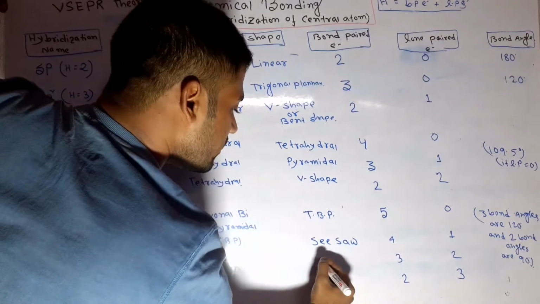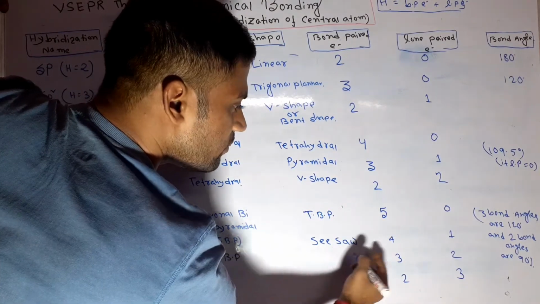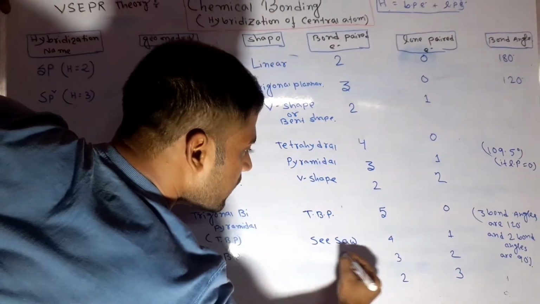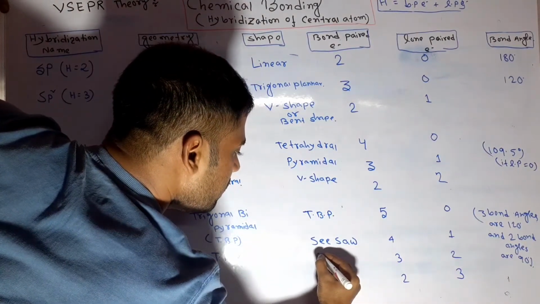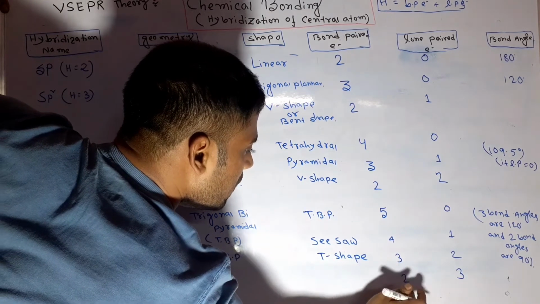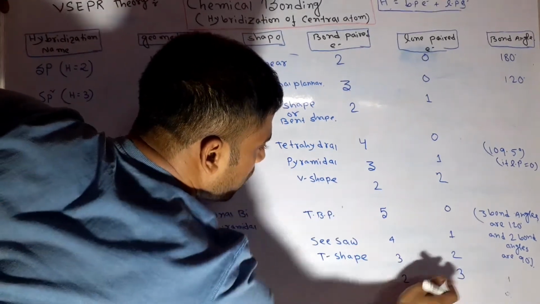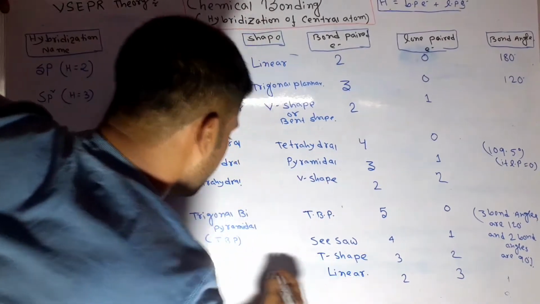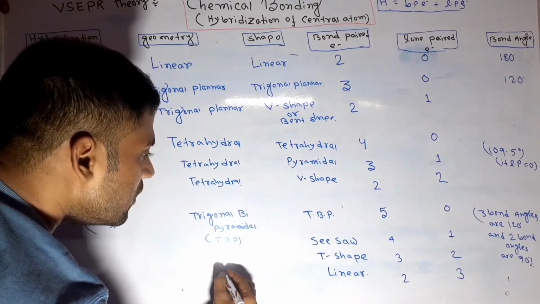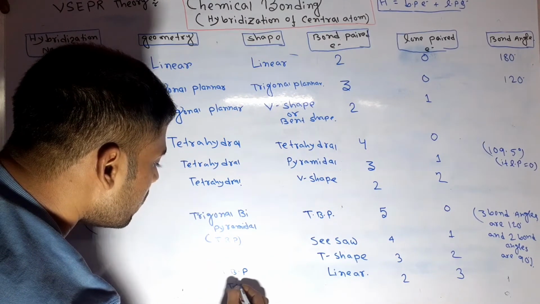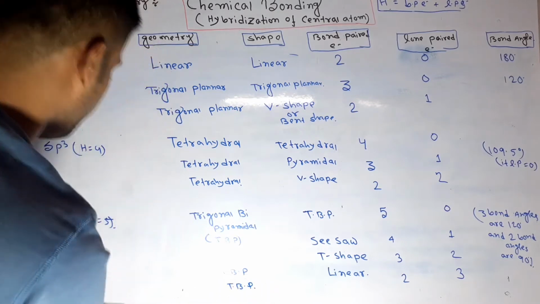For the 3-2 combination, the shape also changes, to T shape. If the number of bond pairs is 2 and lone pairs is 3, then the shape is linear. But the geometry in all cases is the same, TBP. In all four cases the geometry does not change, that means TBP.